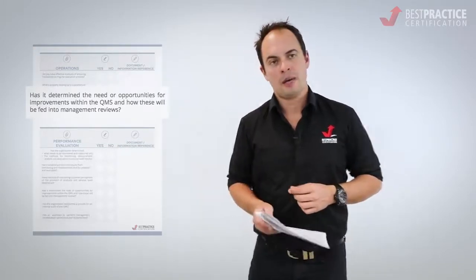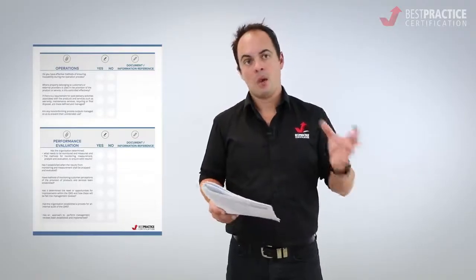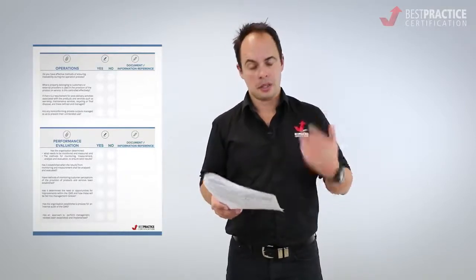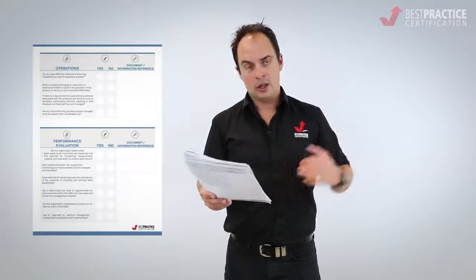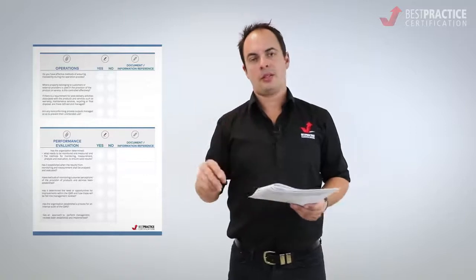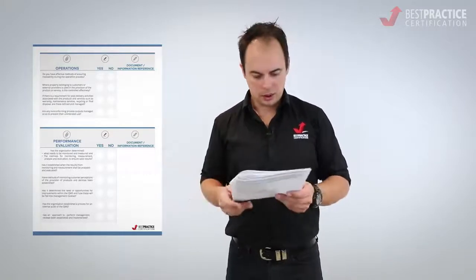So has it determined the need or opportunities for improvements with the quality system, and how these will feed into management reviews? Now this is the first time we've started to talk about management review. Management review, that's that quarterly meeting that our executive get together here at Best Practice. So are you meeting with your executive quarterly to reset, readjust, check in on your business plan? Now your quality management system, that's the system you use to implement your business plan. When are you doing that executive catch up, that executive summary, looking at the numbers and making those changes? So that's where we feed opportunities for improvement into our management reviews, prioritize, make decisions and say, right, this is the plan for the next quarter.